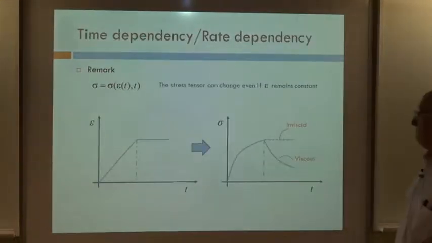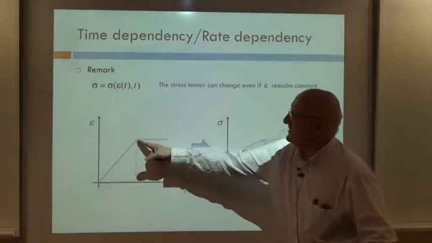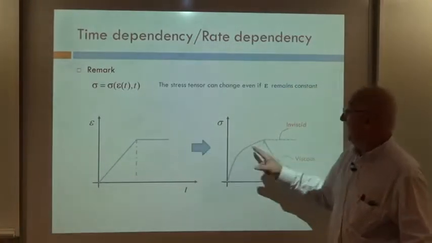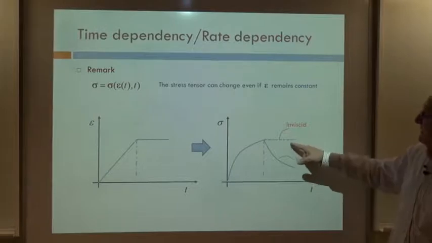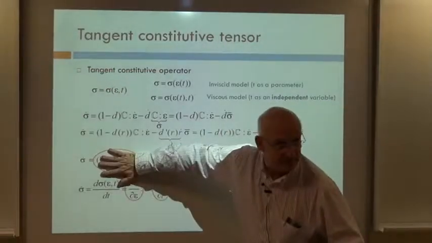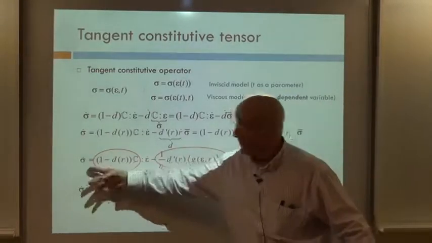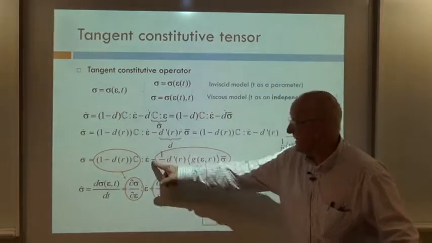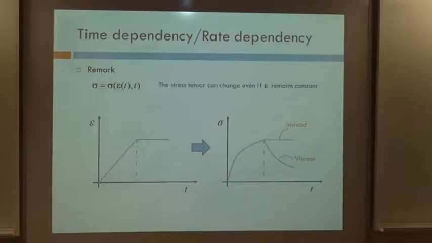So that's what I already commented about the fact that in an inviscid model, when the strains are frozen at a certain point, then the stresses in the inviscid model are frozen too. But in the viscous model, when epsilon dot is equal to 0, this term also produces some negative evolution of the stresses, and that makes an exponential decrease of the stresses.